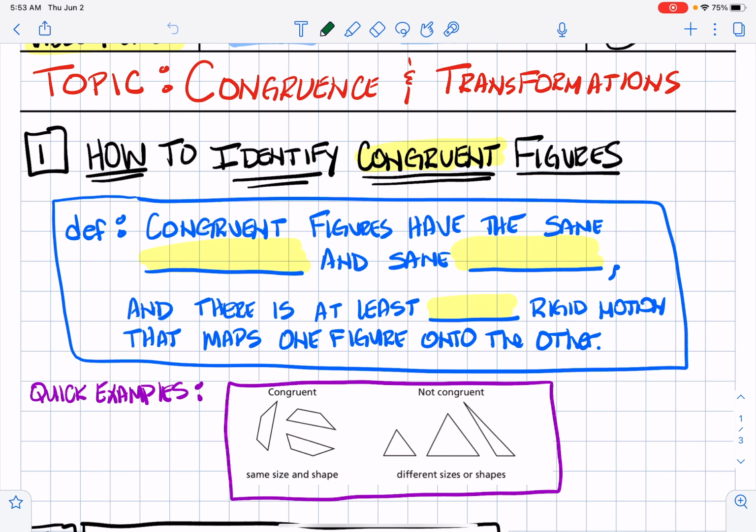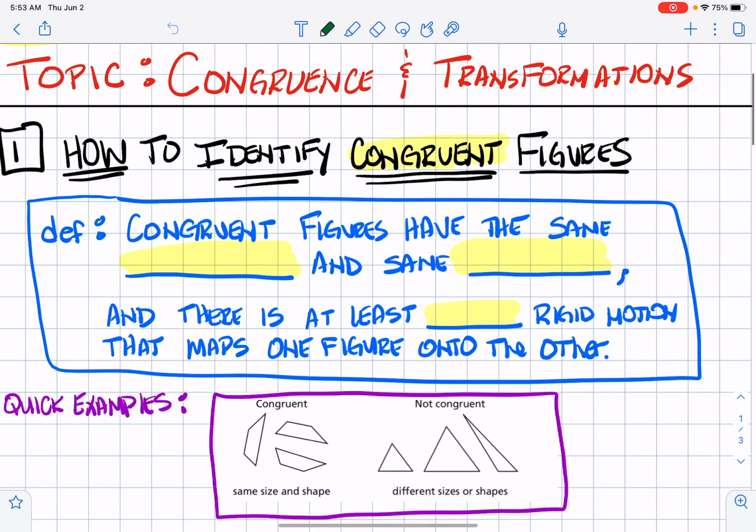So congruent figures have to have two things. They have to have the same size and they have to have the same shape. For example, a penny and a nickel have the same shape, but they don't have the same size, so they're not congruent. And more importantly, there has to be at least one rigid motion that maps one figure onto the other.